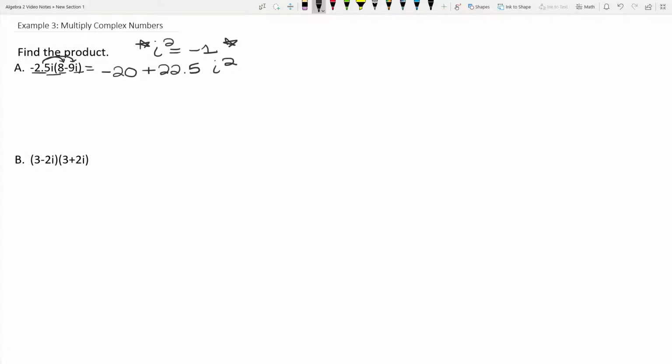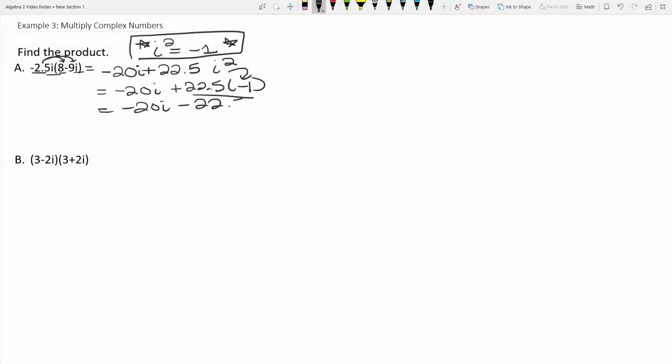So now what did we say? Well, we said to replace i squared with negative 1. So this is going to be replaced with negative 1. So we got negative 20 plus, oh, I forgot the i here, I apologize. Negative 20i, because this is 2.5i, and 2.5i times 8 is 20i. So let's not forget that i there. And then plus 22.5 times negative 1. i squared now becomes negative 1, so now this is just going to be negative 22.5. So we got negative 20i minus 22.5.